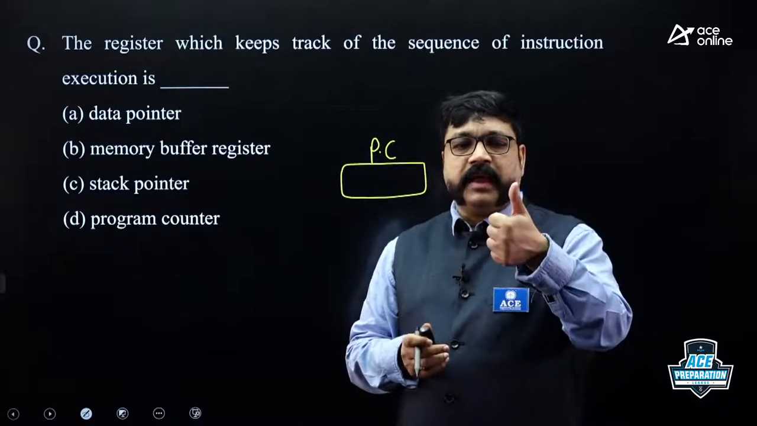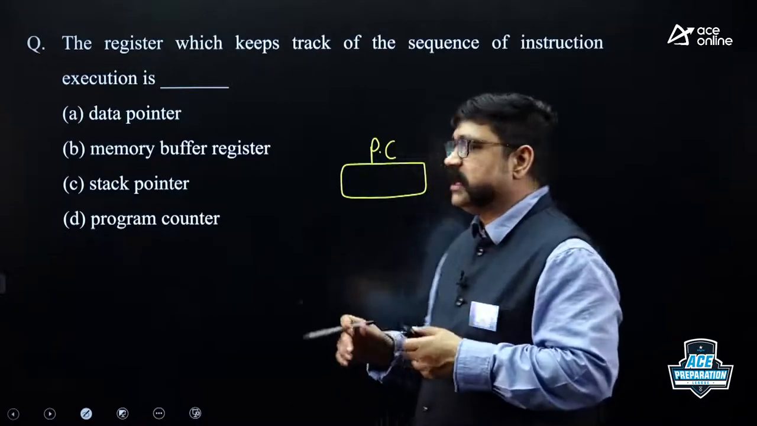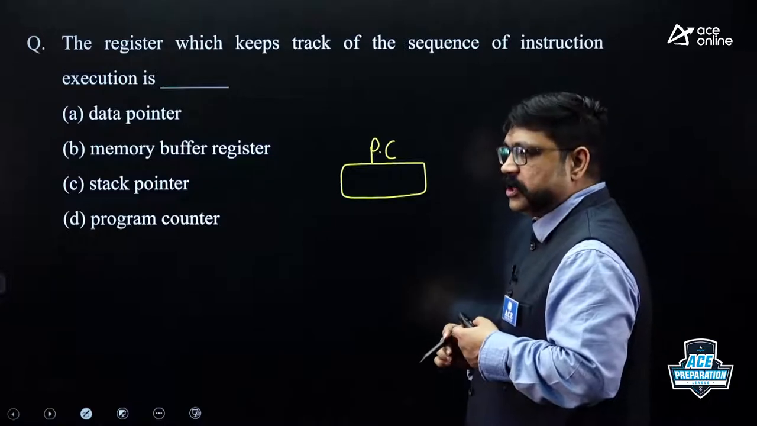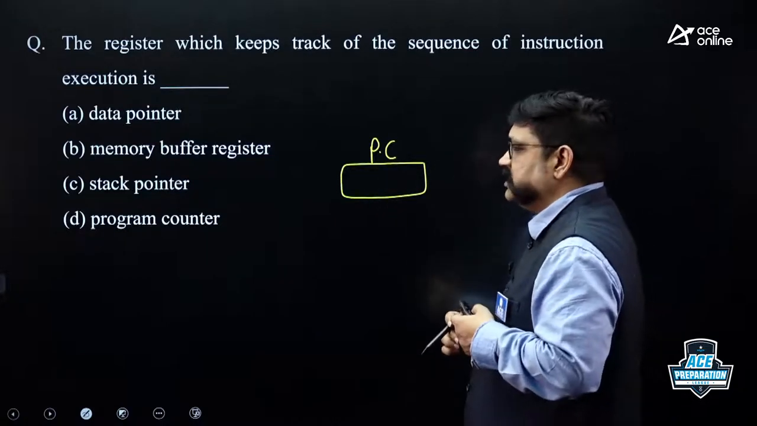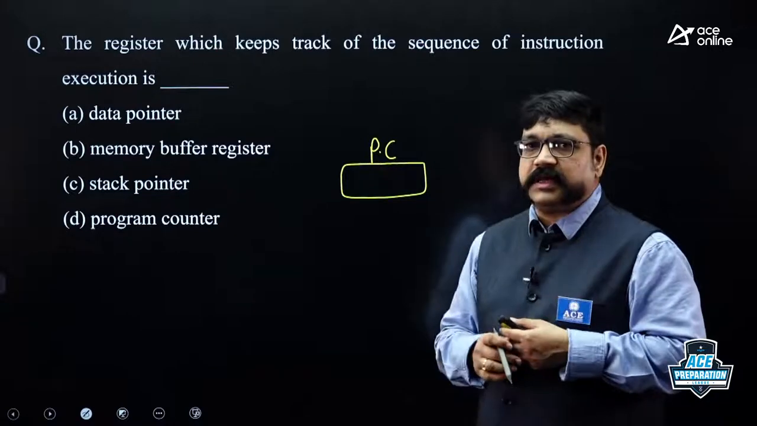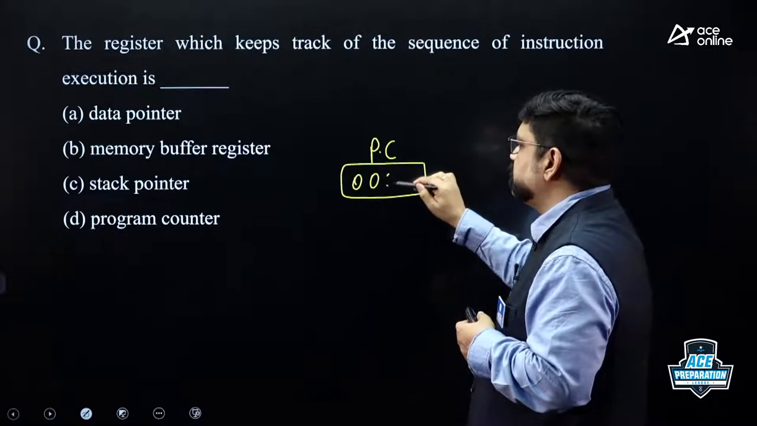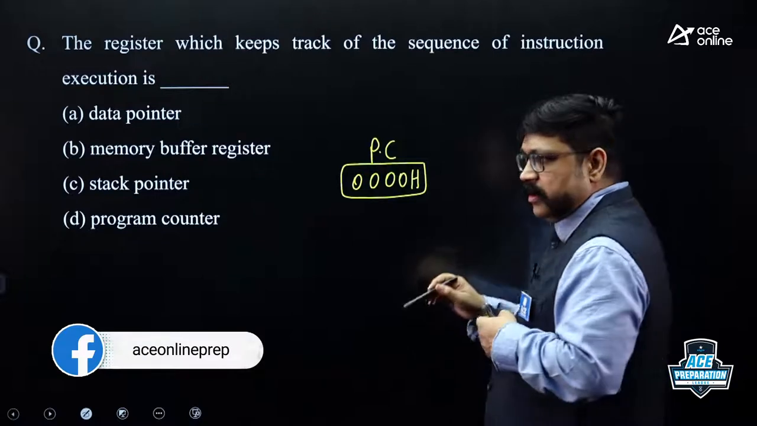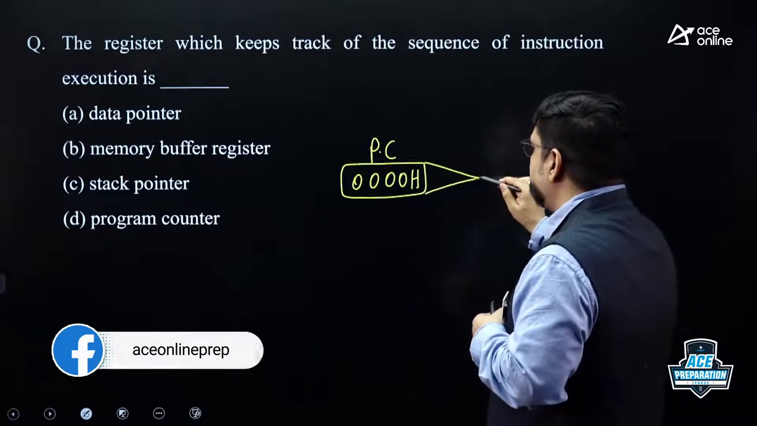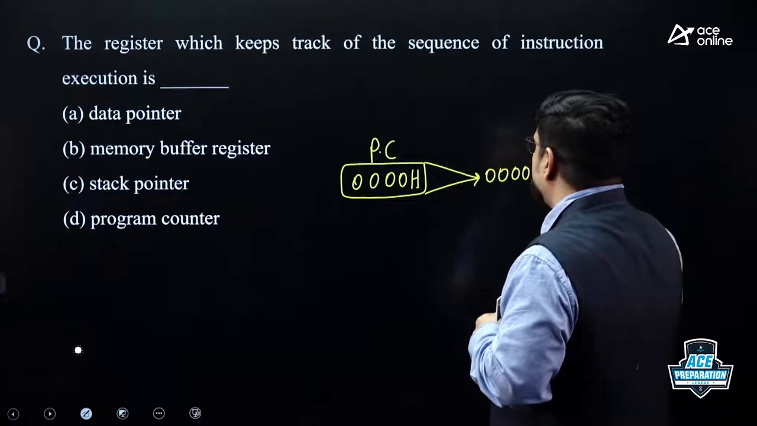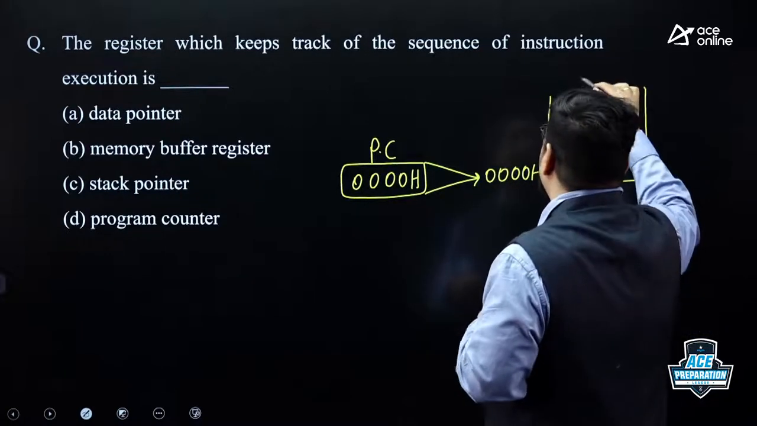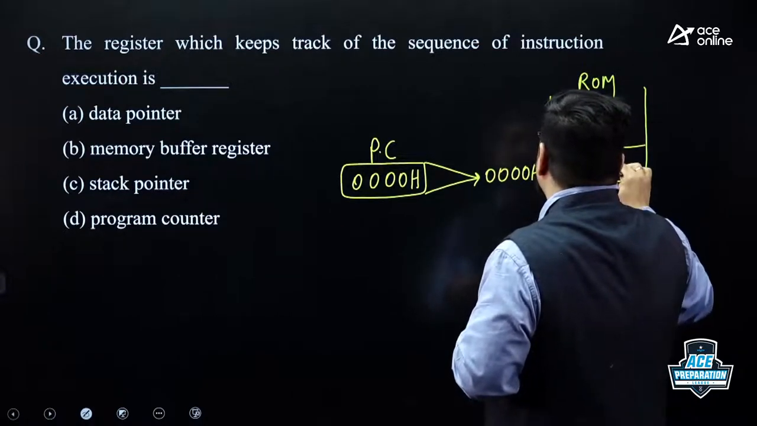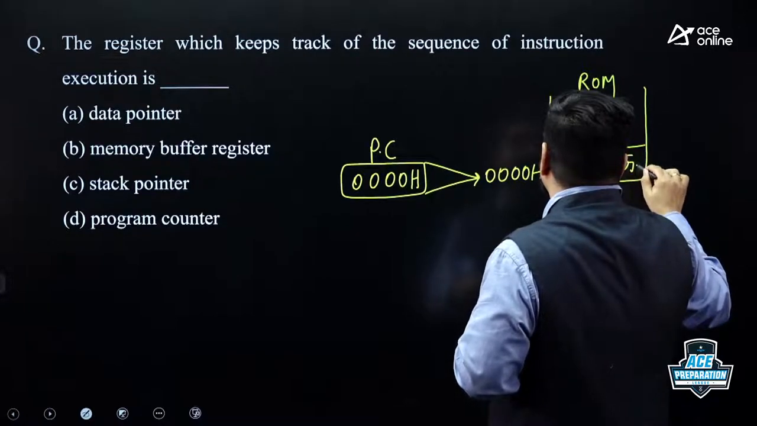So whenever you apply a reset signal to the 8085 microprocessor, this 16-bit program counter is initialized with all zeros, 16 bits of zeros. I cannot show 16 zeros here, so we represent it in hexadecimal, that is 0000 hex. That is an address, that is not data. So this program counter is pointing to address 0000. That is the address of a ROM location. And what is that ROM location supposed to contain? It is supposed to contain whatever the first instruction of your program is.